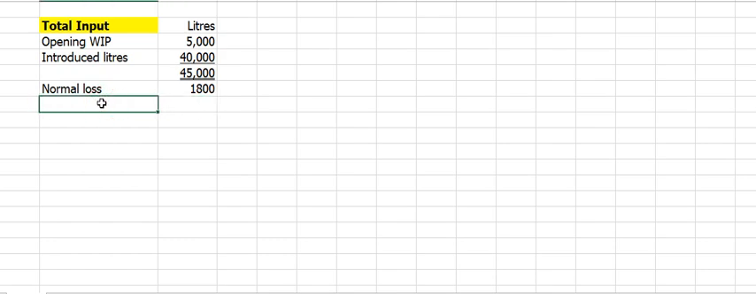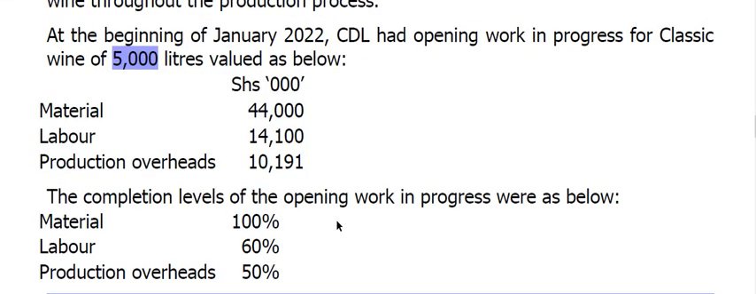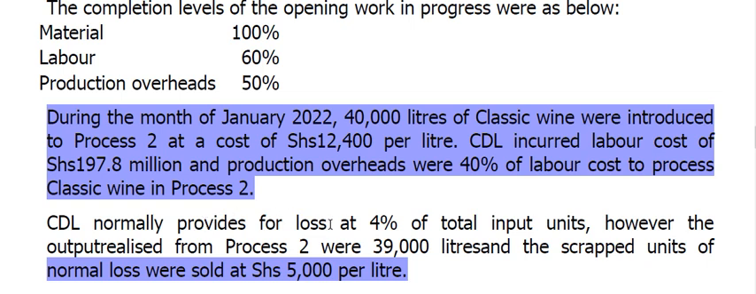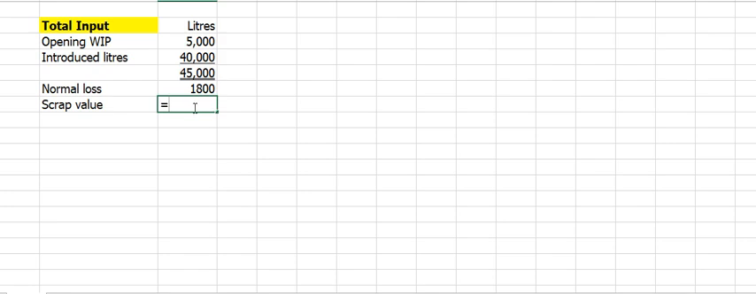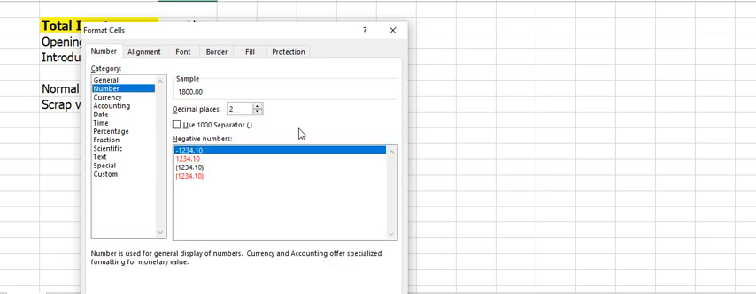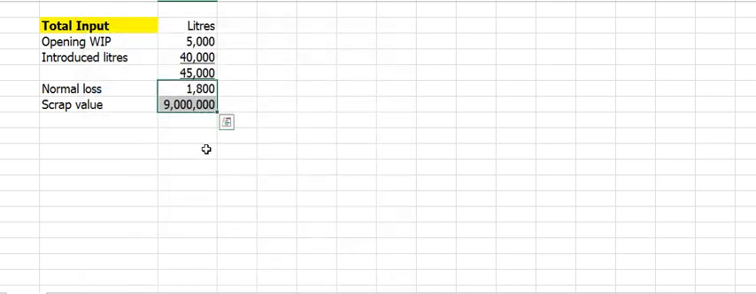Of course, there is scrap value for this normal loss. We have been told that these units can be sold. Just to take you back to the question briefly: normal loss is provided at 4% of total input units, and the scrap units of normal loss were sold at 5,000 per liter. So to get the scrap value, I take the 5,000 times the normal loss units, giving us 9 million. That is your scrap value.